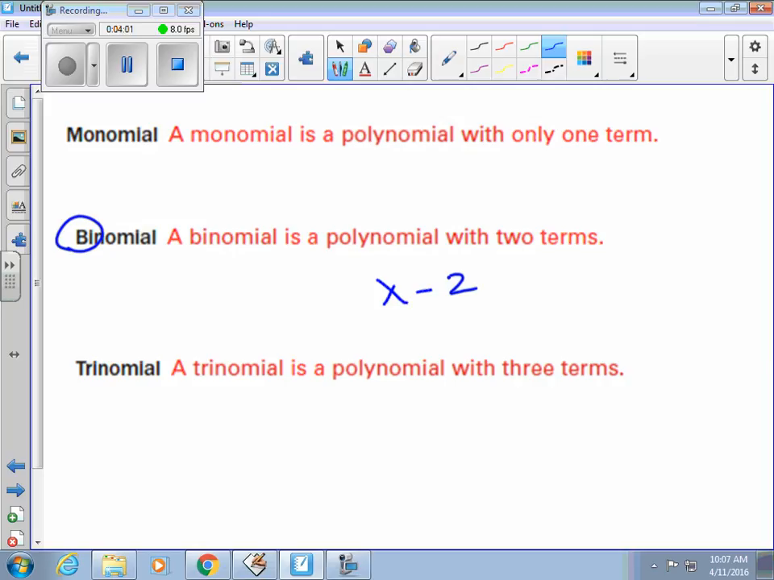Trinomial is just as easy to remember. You know what tricycles are. Just like a bicycle, they have 3. Most of us probably didn't have a tricycle, or we had one of those power wheels that was like a tricycle or something like that. That was as close as we got.